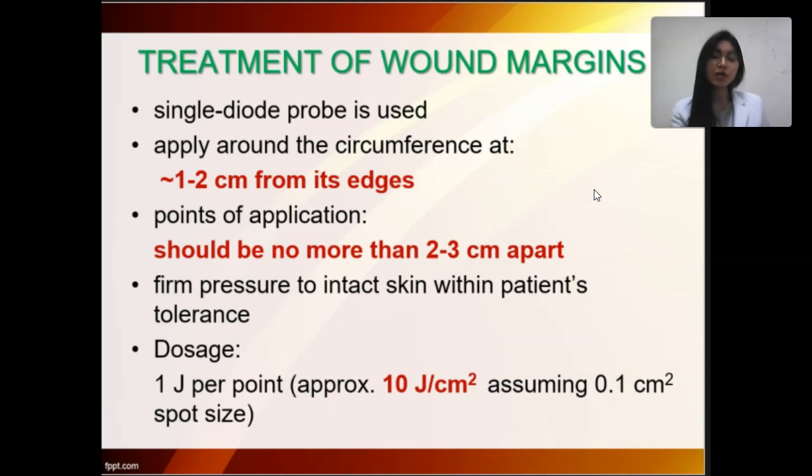So, approximately, you have 10 joules per cm squared. No? Assuming that you have 0.1 square centimeter spot size of the wound margin. Okay? So, ibig sabihin, bawat point na yun, no, 1 joule per point. Assuming that you have a 0.1 square centimeter spot size.